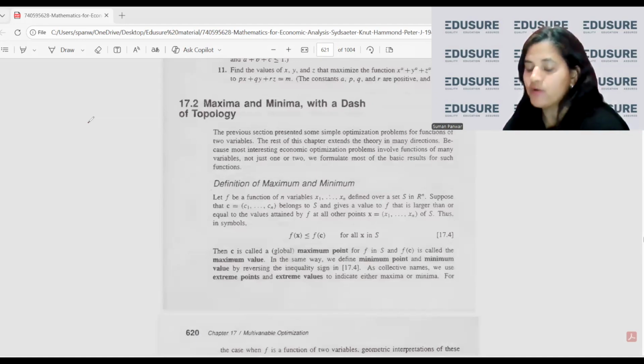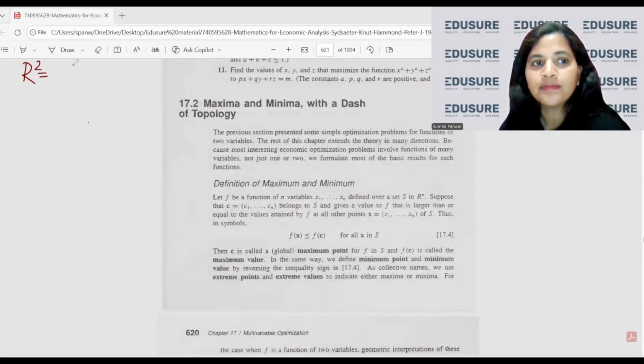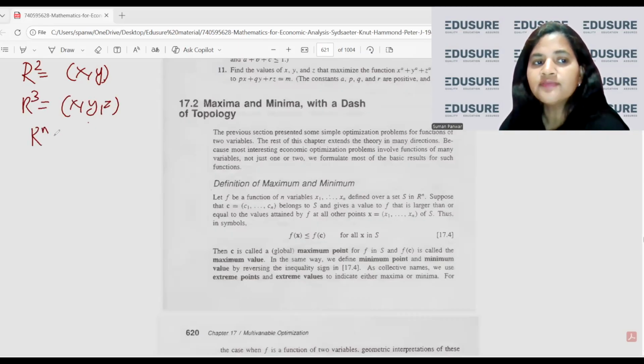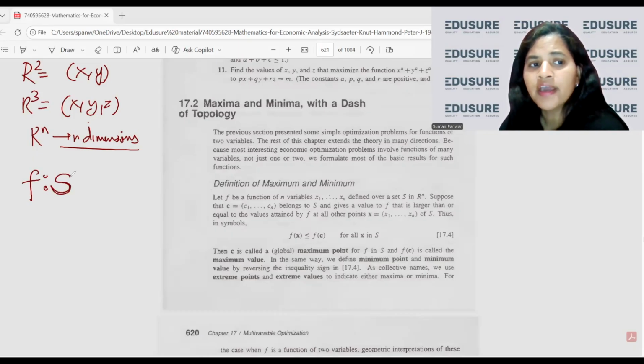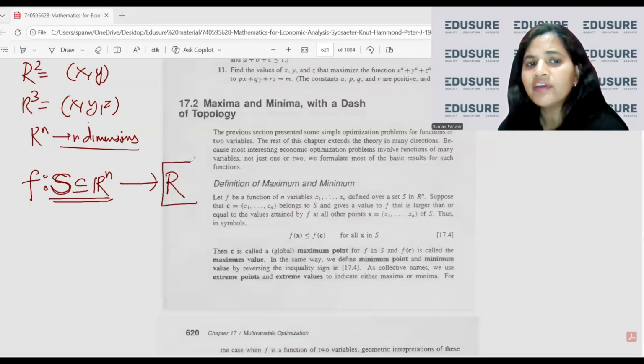So we all know what Rn is. For example, what is R2? R2 consists of elements of this type, (x, y), the two-dimensional plane. What is R3? R3 is 3D. So Rn means we have n dimensions, and any point in Rn will have n coordinates. So we have a function defined over S, where S is a subset of Rn, and the function will generally have a real value.